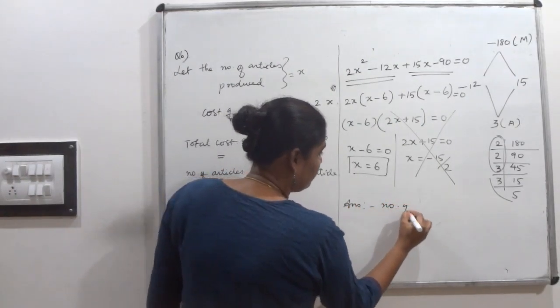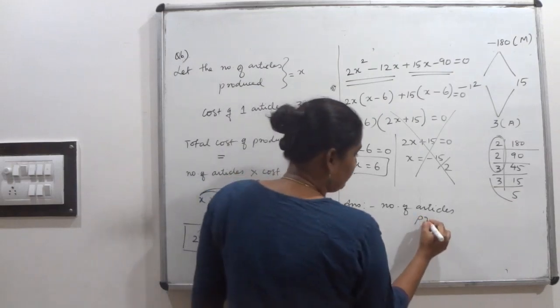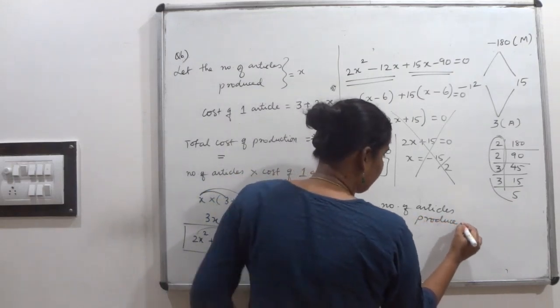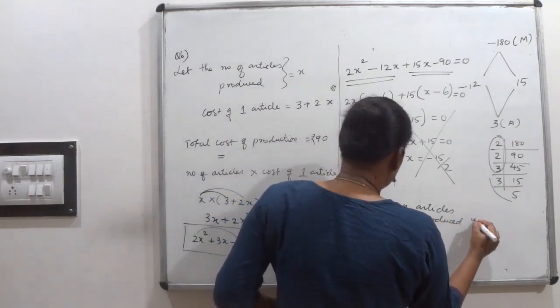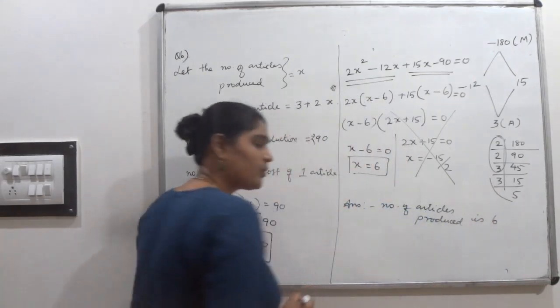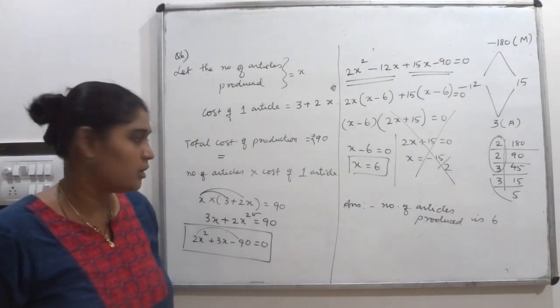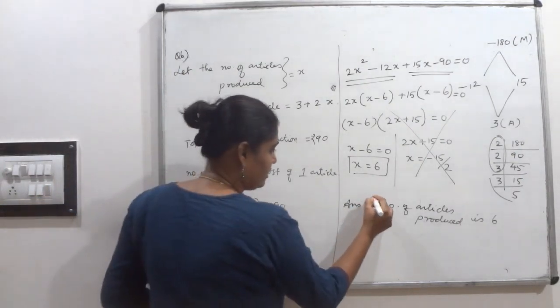Number of articles produced is 6. Okay. And one more thing they asked you, the cost of one article also. So that also you write here.